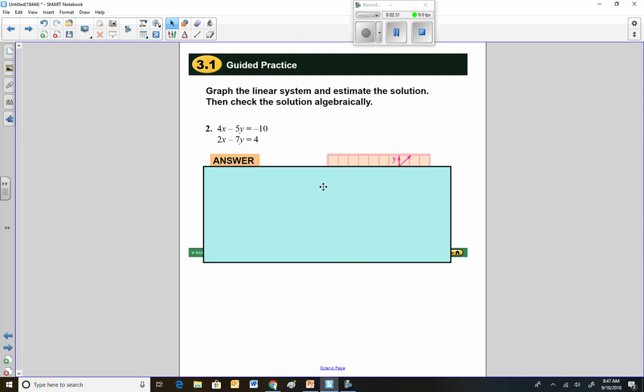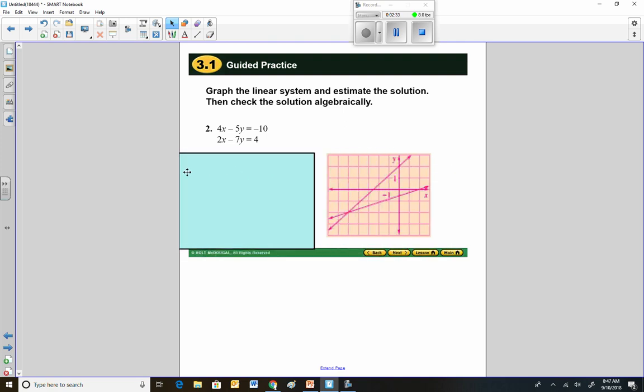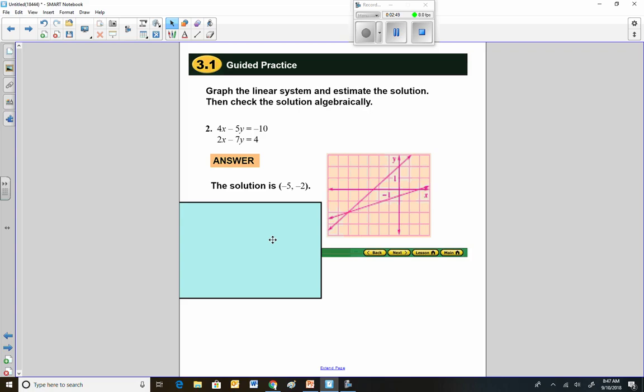Welcome back. Let's see. Did you graph them, and did they look like this, where they intersect at 5, -2? So if that's where they intersect, that has an x and y for both equations, and yes, that's your answer.